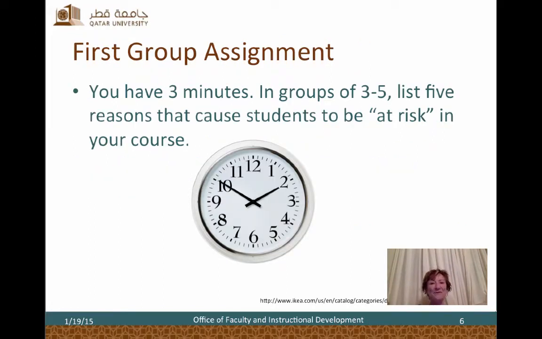Okay, I'm going to give you a group assignment. If you would divide yourselves into groups of 3 to 5, I'm going to ask you to make a list of what you think are the 5 top reasons your students do not experience success in your class. List 5 reasons that cause students to fail. I'm going to give you 3 minutes to do that starting now.